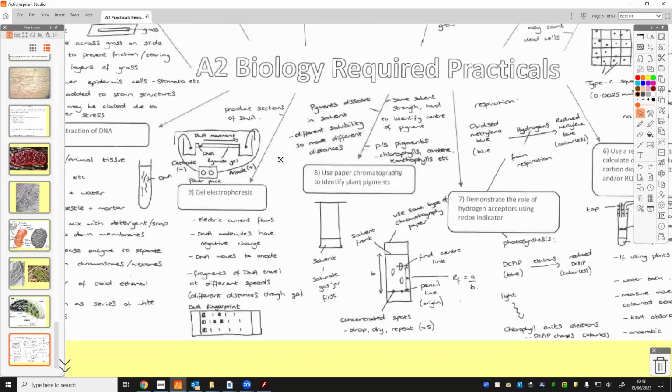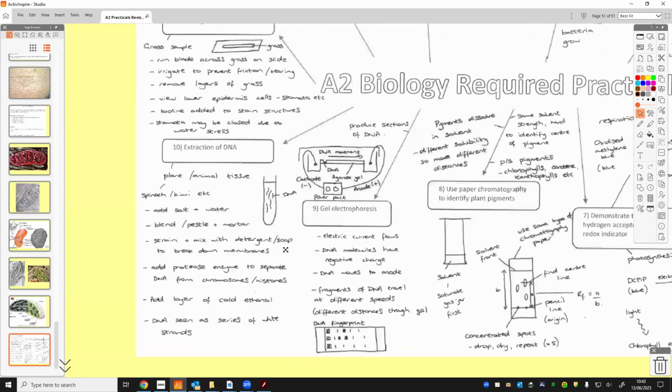Your gel electrophoresis, your anode and cathode, so restriction enzymes, electric current flows. DNA is negatively charged, so it moves towards the anode, and you can look at different suspects as we've talked about. Extraction of DNA, add your detergent, causes the cells to lyse. Your enzymes break down the histones or chromosomes. Add your cold ethanol, you get your DNA strands forming either at the top or within.